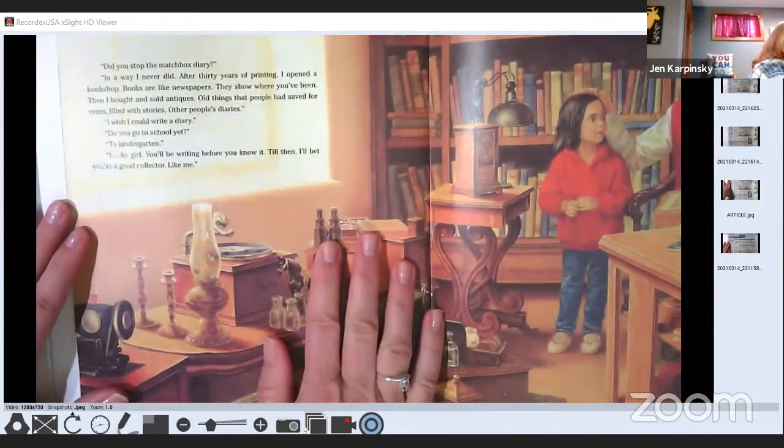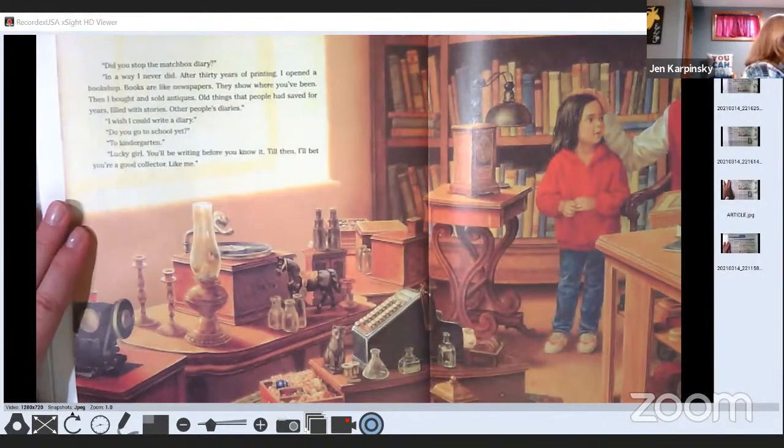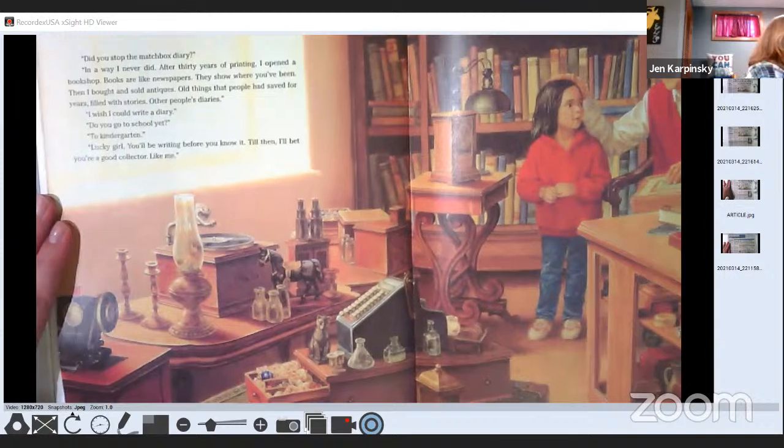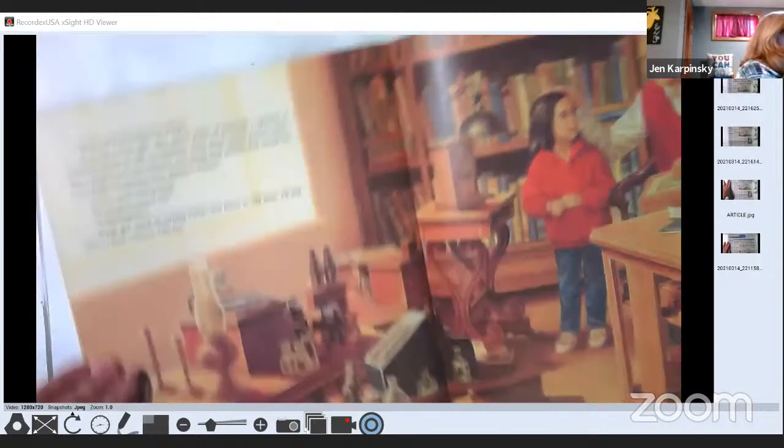Did you stop the Matchbox Diary? In a way, I never did. After 30 years of printing, I opened a bookshop. Books are like newspapers. They show you where you've been. Then I bought and sold antiques, and you can see some antiques here. Full of things that people had saved for years, filled with stories, other people's stories. Wish I could write a diary. Do you go to school yet? To kindergarten. Lucky girl, you'll be writing before you know it. Till then, I bet you're a good collector, like me.